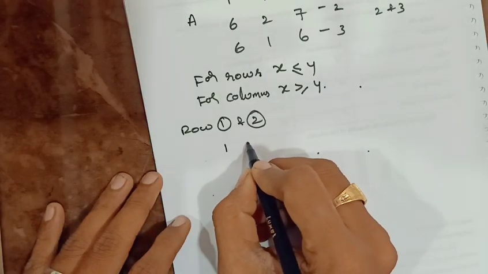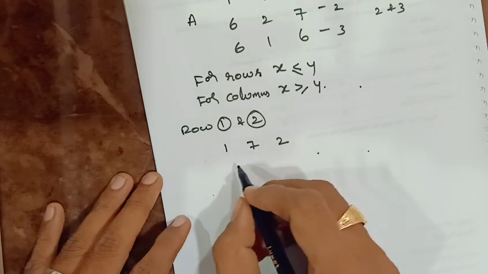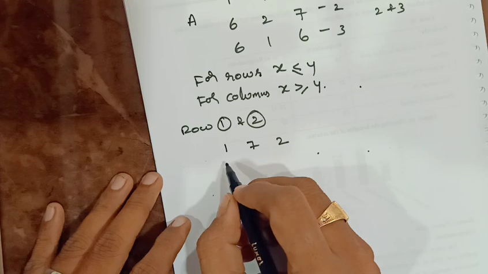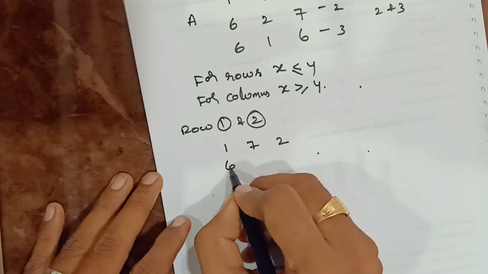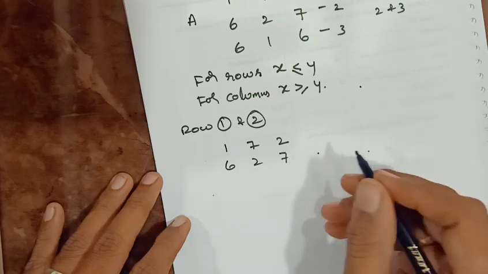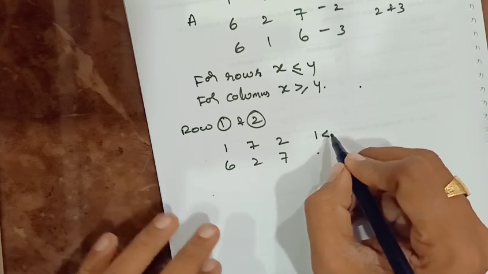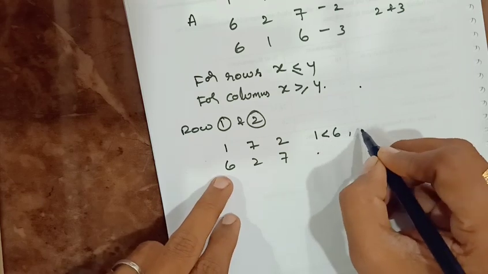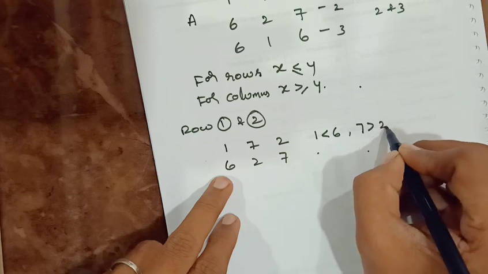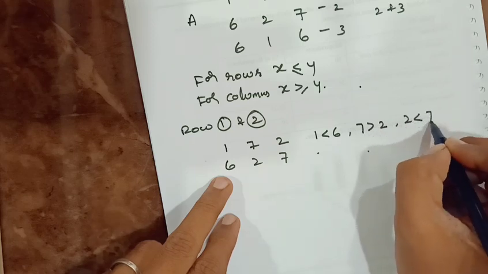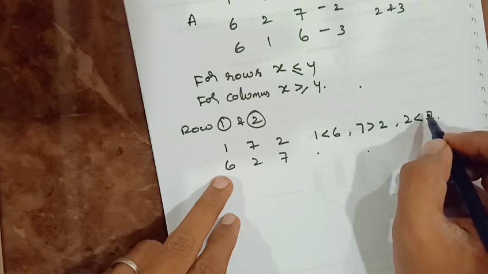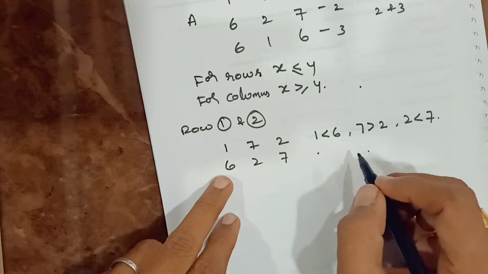Row 1 is 1, 7, 2 and row 2 is 6, 2, 7. So here 1 is less than 6, 7 is greater than 2, and 2 is less than 7. That is the comparison of rows 1 and 2.